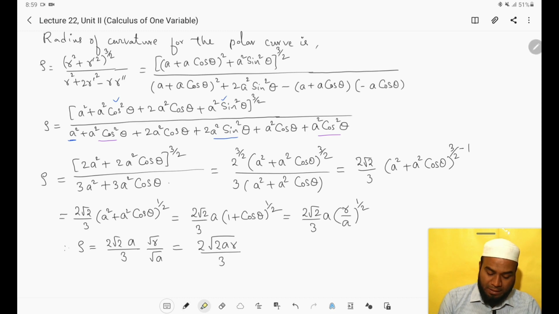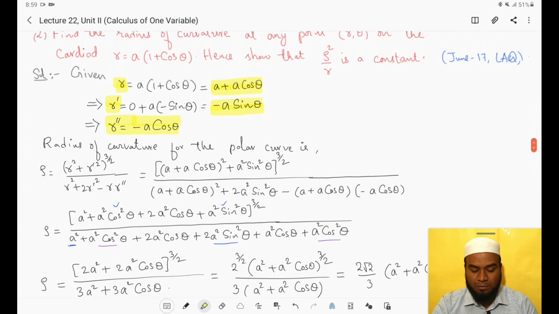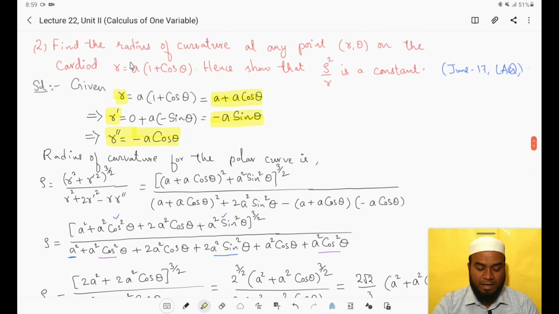So we got the radius of curvature to be 2 into square root of 2ar by 3, right? We got the radius of curvature. Further, what we have to show, you see the question once again. First, to find the radius of curvature at any point r comma theta on the cardioid r equals to a into 1 plus cos theta.